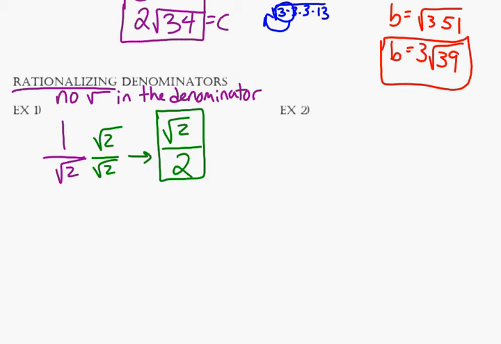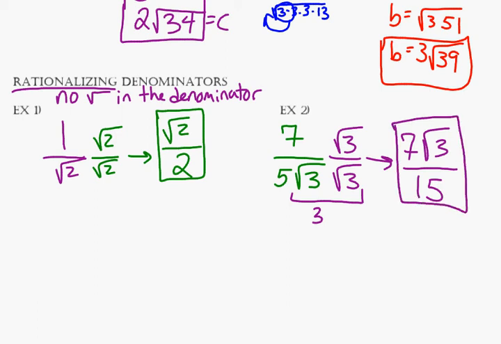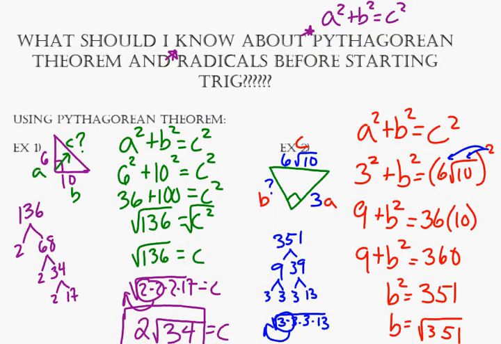If I had a second example quickly, I have a 7 over 5 root 3. The 5 is okay in the denominator, it's the root 3 that I have to get rid of. So I'm going to multiply by root 3 over root 3. So I get 7 root 3 over, well, root 3 times root 3 is 3. So I have 5 times 3, or 15. So that is my rationalized answer. So rationalized is no square root in the denominator. And as I scroll up, Pythagorean theorem, just make sure that we can apply that whenever my side lengths have square roots in them.